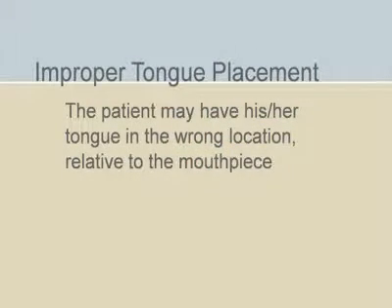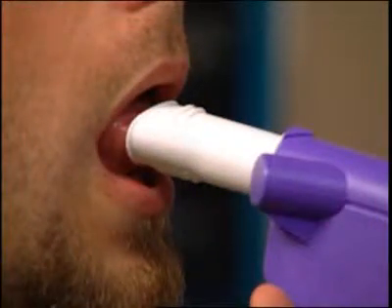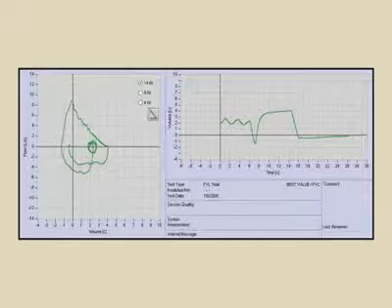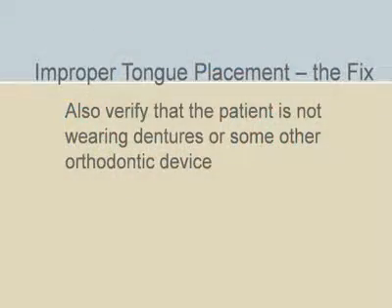Improper placement of the mouthpiece in relation to the patient's tongue can cause poor test results. The patient should keep his or her tongue under the mouthpiece at all times. Also, make sure that the patient is not wearing dentures or other orthodontic devices, as they can potentially block the mouthpiece, therein negatively impacting test results.